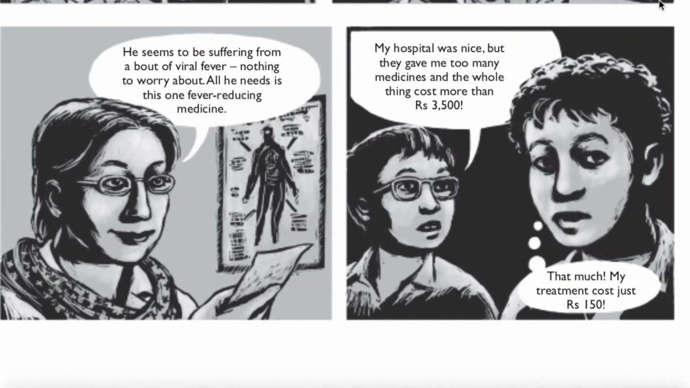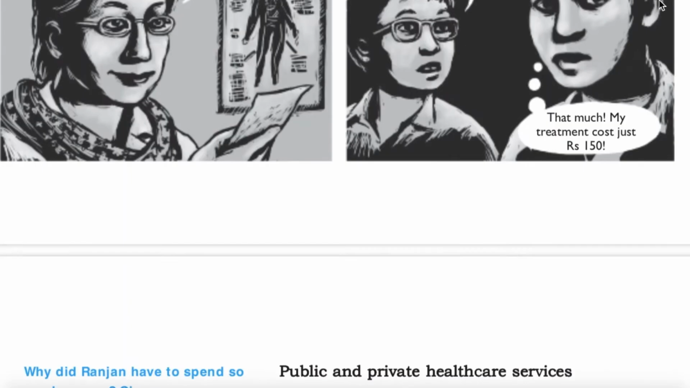He seems to be suffering from a bout of viral fever. Nothing to worry about. All he needs is one fever reducing medicine. My hospital was nice, but they gave me too many medicines and the whole thing cost more than 3,500 rupees. That much. My treatment cost just 150 rupees.